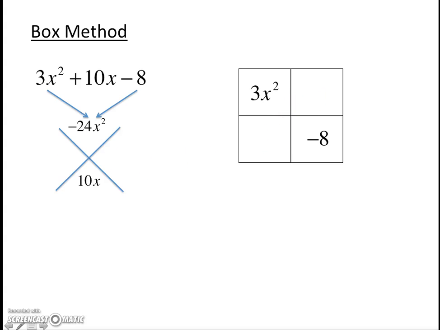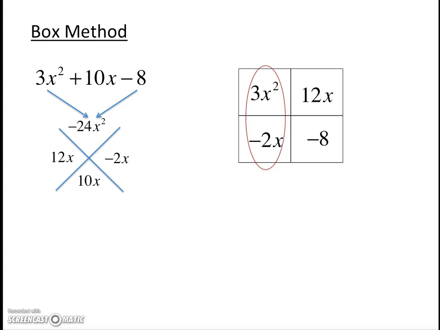The way we fill in those two blanks is by finding the numbers that multiply to give me the same product of 3x squared times negative 8, and add together to give me my middle term, again just like in the last problem. It was 12x and minus 2x. So I'm going to drop those into the missing pieces of the box. To get my factored form, I'm going to pull out a common factor from every row and column.